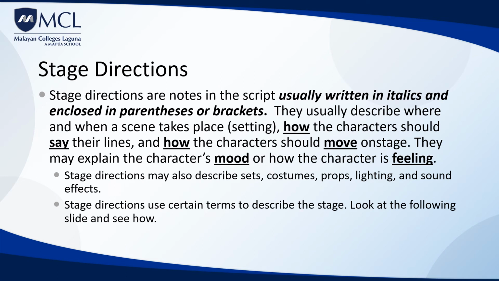Stage directions are notes in the script, usually written in italics and enclosed in parentheses or brackets. They usually describe where and when a scene takes place, the setting, how the characters should say their lines, and how the characters should move on stage. They may explain the character's mood or how the character is feeling. Stage directions may also describe sets, costumes, props, lighting, and sound effects.